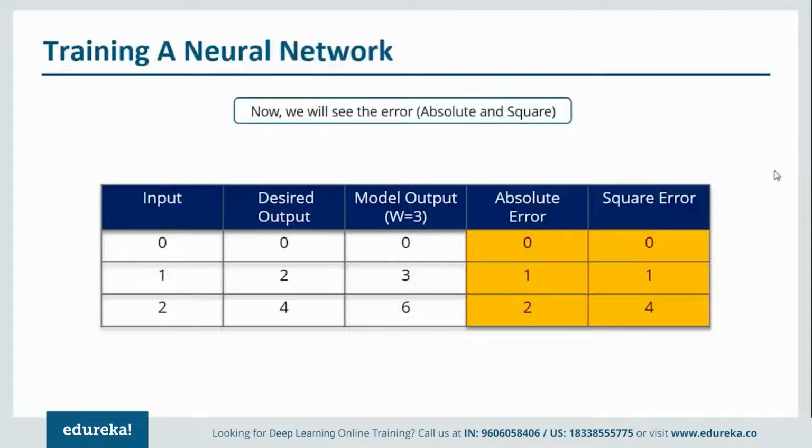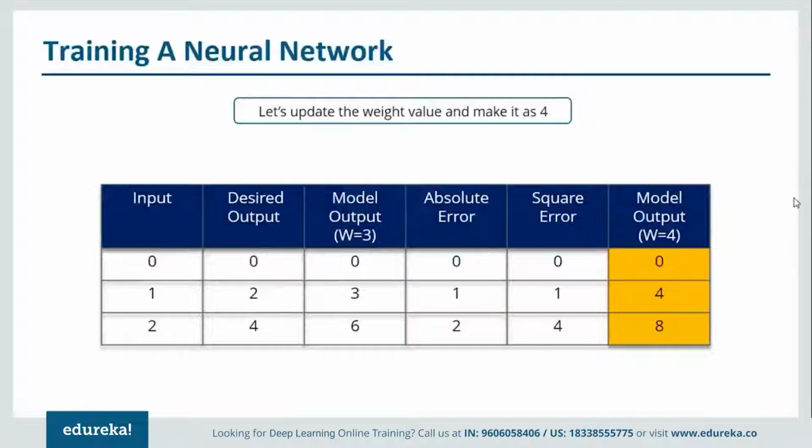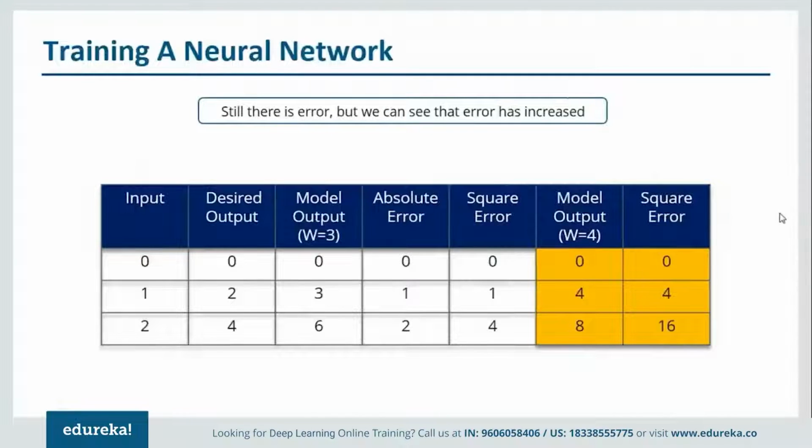Now we need to update the variables. The output that we got is different from the desired output, so we need to update the value of the weight. Instead of 3, our computer makes it 4. After making the value 4, we get the model output as 0, 4 and 8. And we see that the error has actually increased instead of decreasing. The square error is now 0, 4 and 16, and earlier it was 0, 1 and 4. That means we cannot increase the weight value right now. But if we decrease it and make it 2, we get an output equal to the desired output.